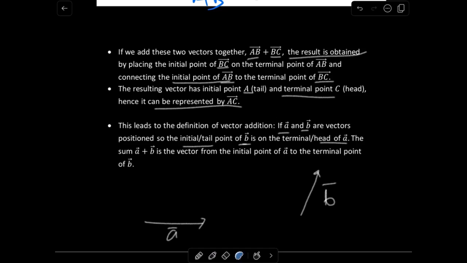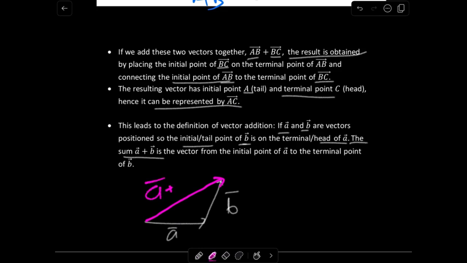Now I'm going to take the initial point of vector B and place it on the terminal point of vector A. So it will look like that. The sum, vector A plus vector B, is the vector from the initial point of A, so from here, to the terminal point of B. So this is the resulting vector, and that is vector A plus vector B, and we'll call this vector sum vector C.